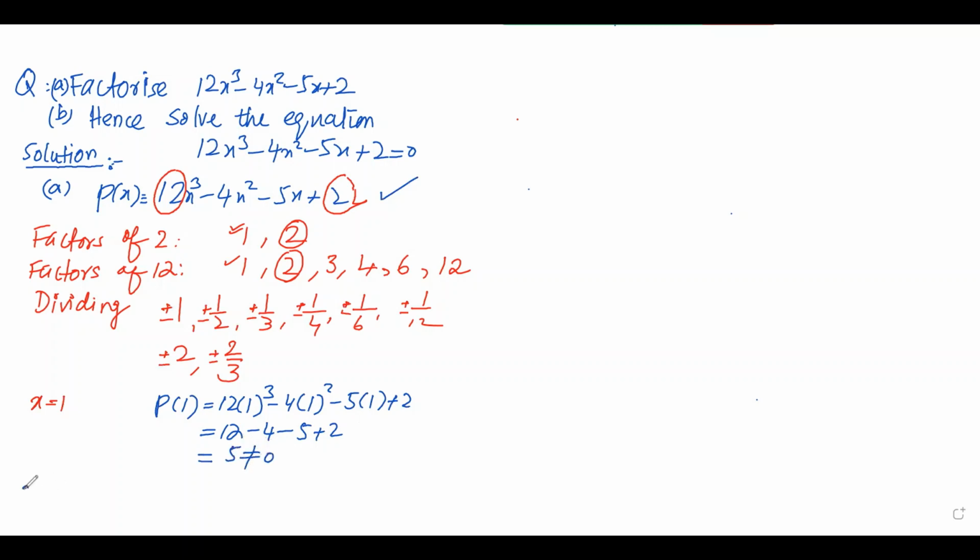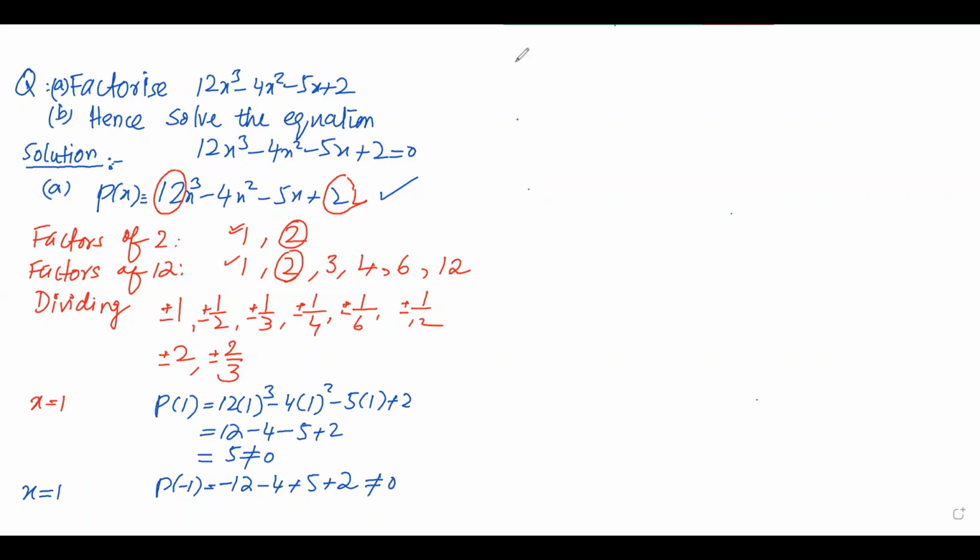Next, try x equals minus 1. So this is P(minus 1), coming as, I'm writing it directly, minus 12 minus 4 plus 5 plus 2. Clearly this is not equal to 0.